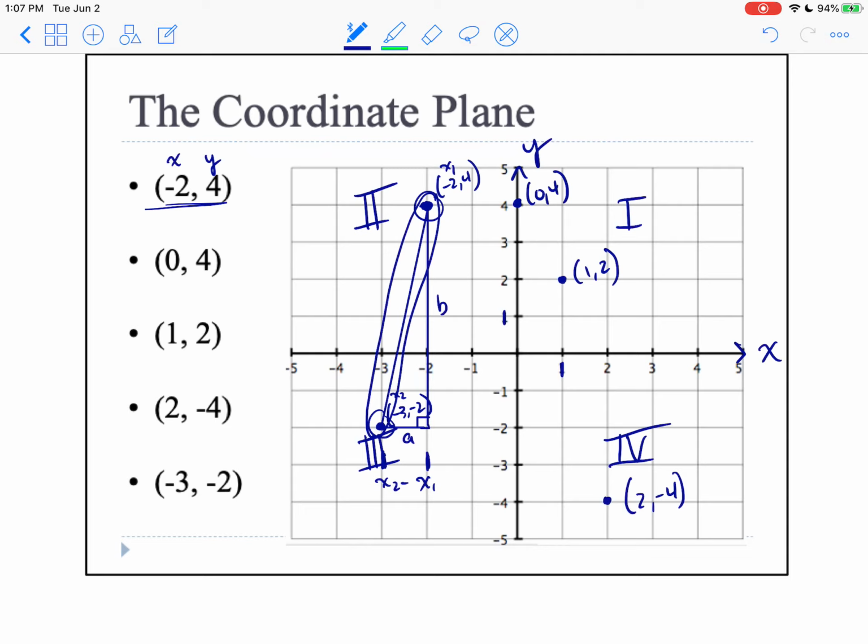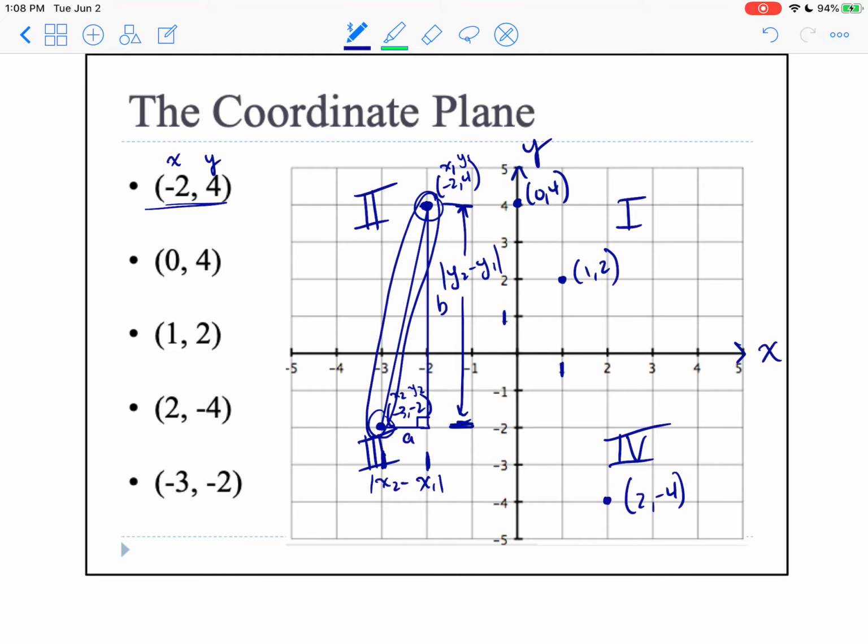It's -3 minus -2, which is 1, positive 1. The distance between them, okay? Or it's the absolute value, because this is distance, not displacement. And then you can see right here that B is this distance right here, which is, if this is y1 and this is y2, y2 minus y1, this distance right here, absolute value-wise.